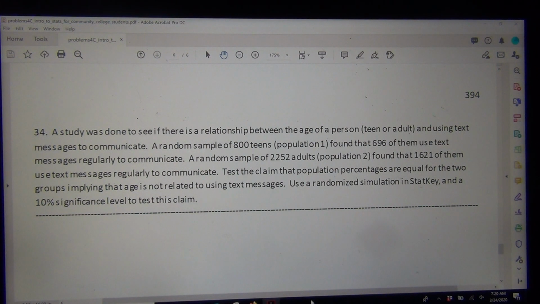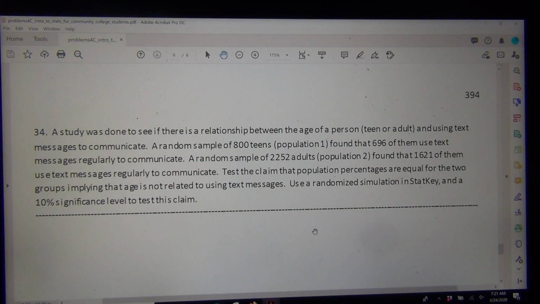This is section 4C, problem number 34. So we're in the two population proportion section, and we're looking at using randomized simulation to actually perform a two population proportion hypothesis test. All right, so let's read the problem.